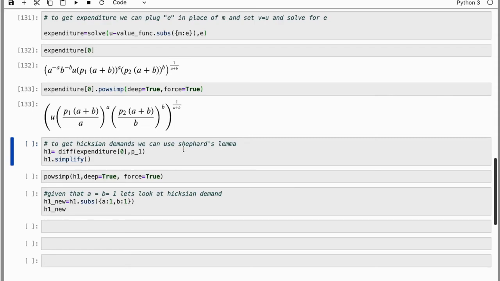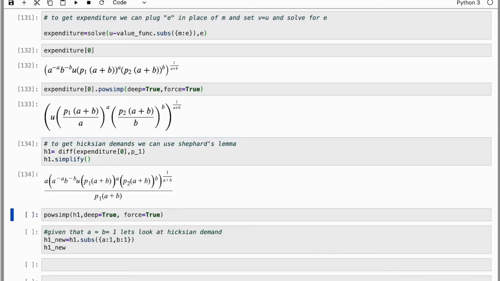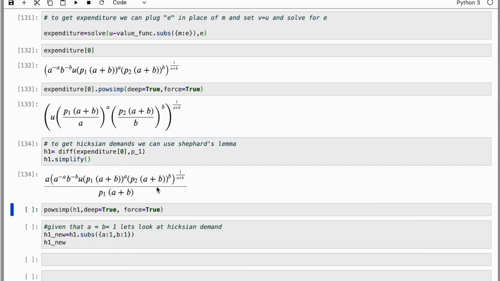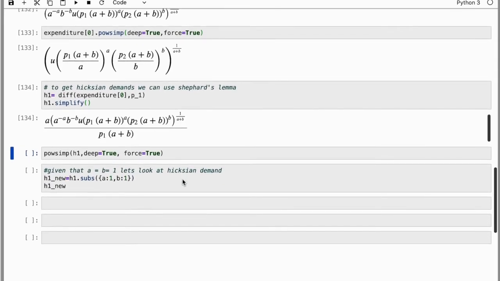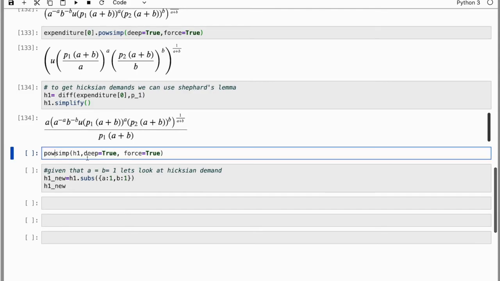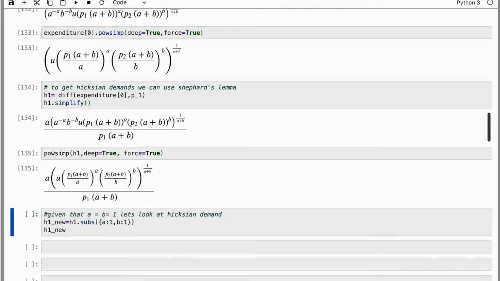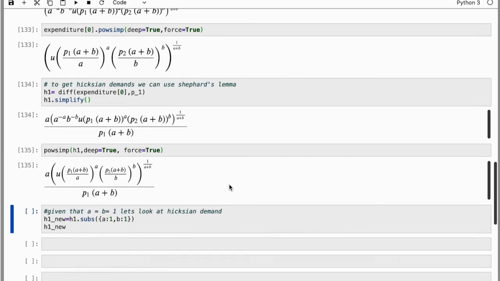And then to get the Hicksian demands, we can use Shephard's lemma, that's differentiating the expenditure function with respect to the prices. So I'm just calculating Hicksian demand for good one. H1 is equal to differentiating expenditure with respect to p1, and I'm simplifying it, and this is how it looks. Also in this case, Sympy has not simplified the powers, so I can just force it by using powsimp, and this is how it would look once it simplifies the powers.